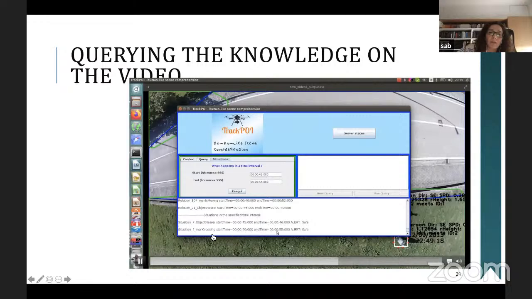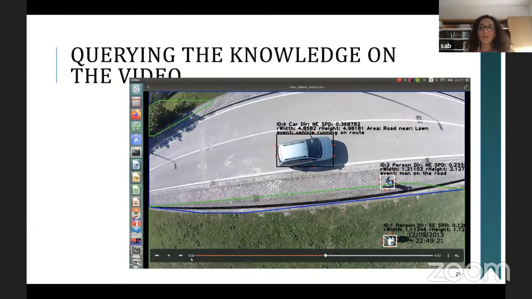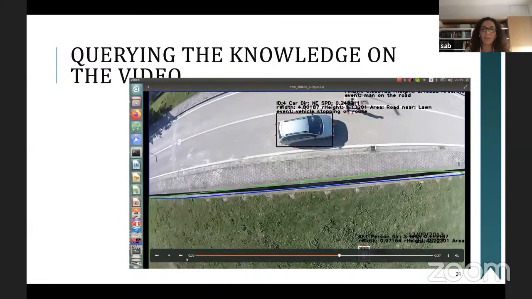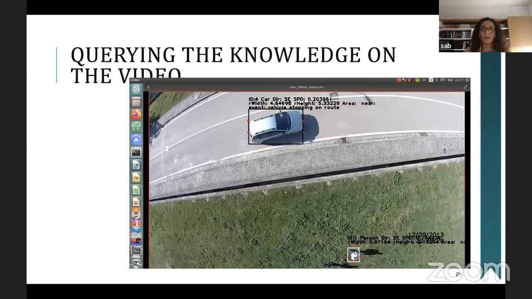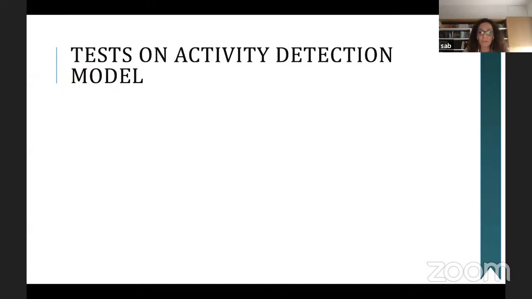In this case, the man crossing is a safe situation because the objects that participate in this situation are safe. And at this point, okay, this is the basic structure of our approach. I tried to give you an idea about how the whole process can be done.